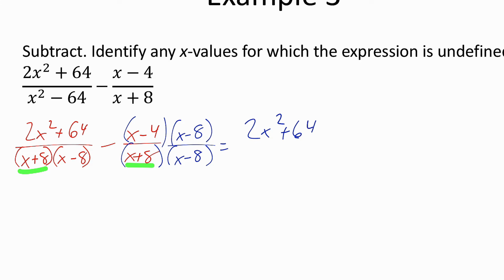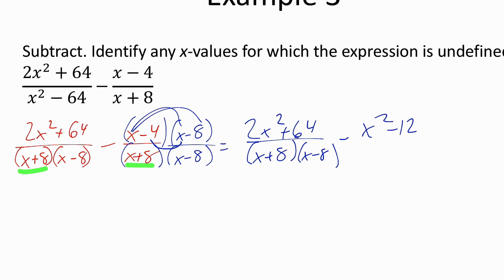And now for the numerator on that second fraction, let's actually multiply it out. X times x gives us x squared. X times negative 8 gives us negative 8x. But then we also have negative 4 times x. So that's going to give us negative 4x plus negative 8x, gives us a grand total of negative 12x. And then finally we have negative 4 times negative 8, which gives us positive 32. That's still all over our new, conveniently common denominator of x plus 8 times x minus 8.